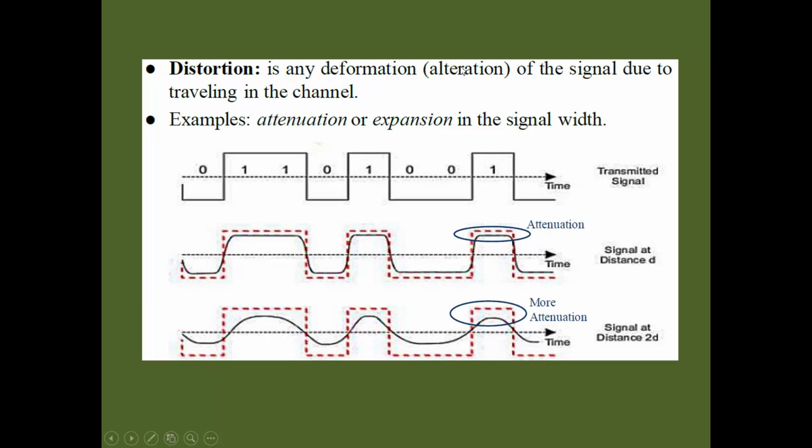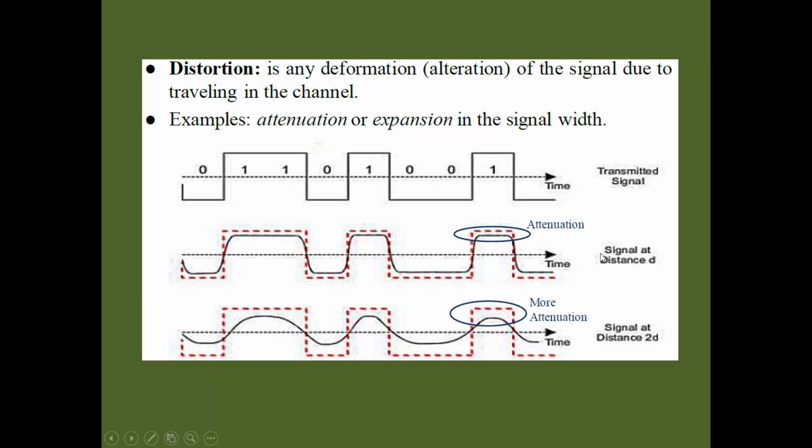Distortion is any deformation or alteration of the signal due to traveling in the channel. Examples can be attenuation or expansion in the signal width. For example, this is the bit stream 0 1 1, 0 1, 0 0, and 1. We transmit these bits in the form of waveforms. For 0, it is a negative voltage, maybe minus 5 volts or whatever the designer chooses, and for 1, it can be plus 5 volts, right? This becomes the transmitted waveform. When this waveform travels through the channel, what happens?